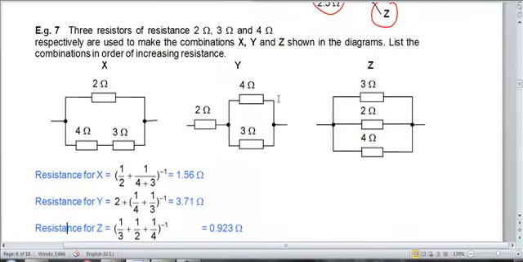Let's move on to the next example. For circuit X, the first thing you do is you take the 4 and the 3 ohm resistors in series first, and then you sum up the parallel with the 2 ohm. That gives you 1.56. And for circuit Y, in a similar way, you sum up the two resistors, this time in parallel, 4 and 3, first, then we add the series resistor of 2 ohm. Now for the last circuit, you can easily see that all the 3 resistors are in parallel with each other.